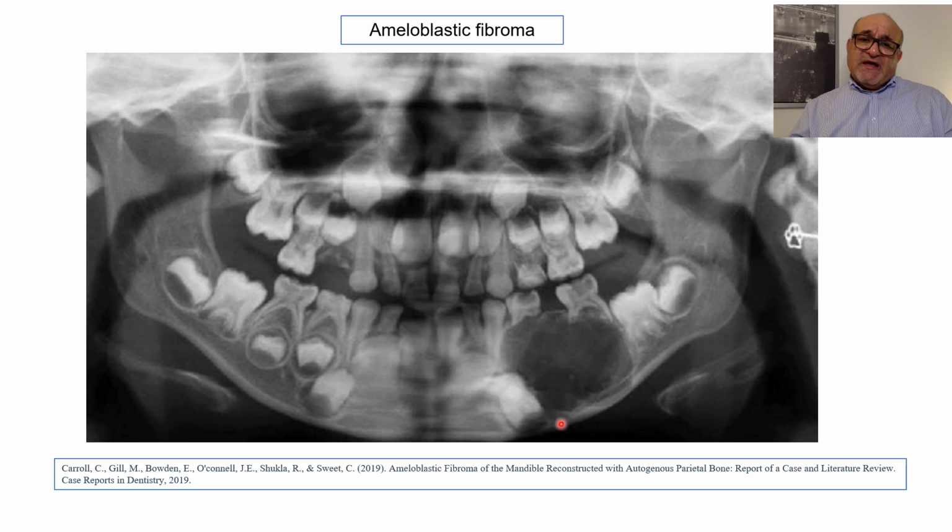This is a young patient, around 7 years of age, and you can see that the lesion has caused marked resorption of the associated teeth, plus the bodily movement of the deciduous teeth which are present in the area, and the typical radiolucent scalloped appearance of the margin.